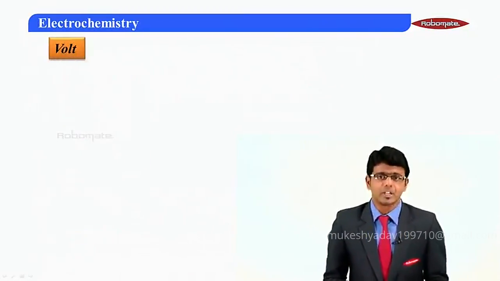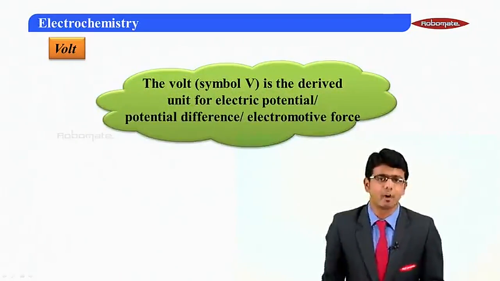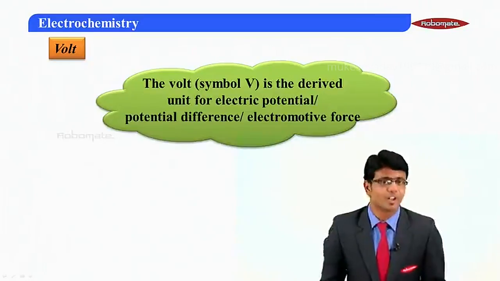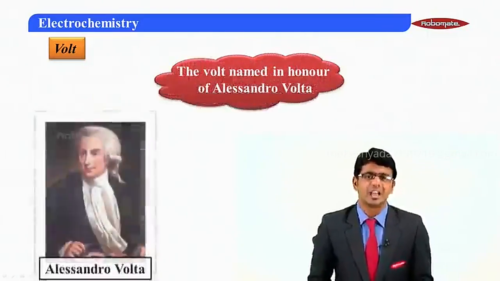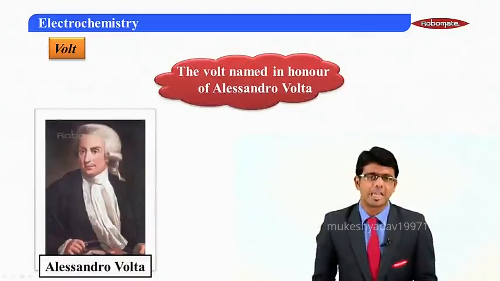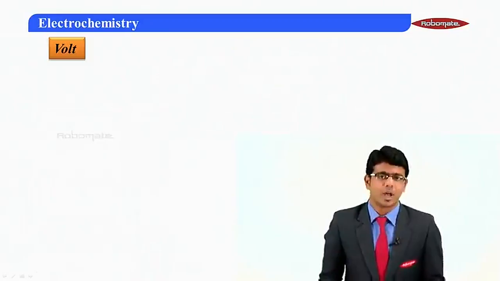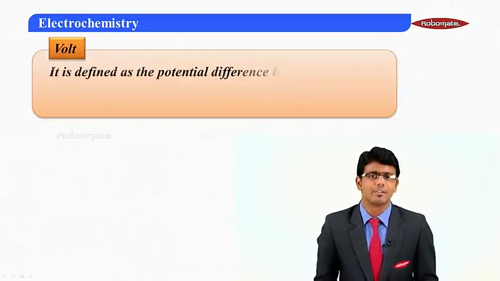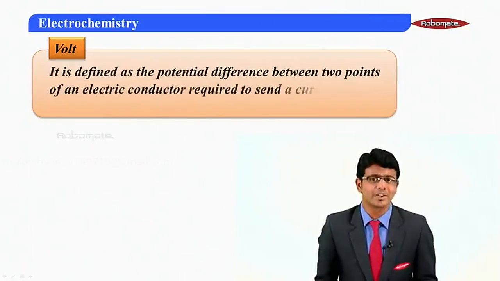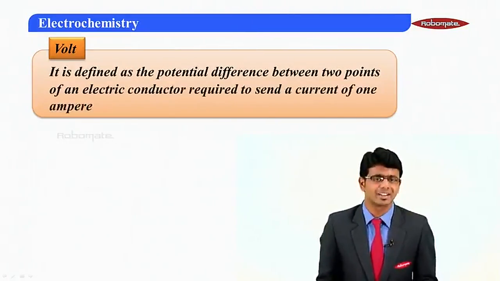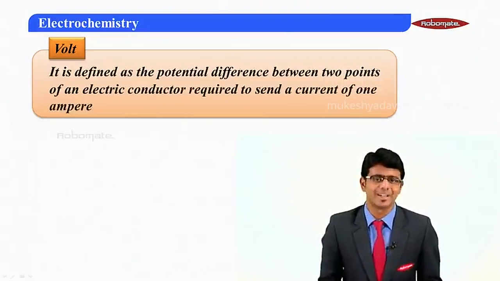Going ahead with another unit, the volt. The volt is the derived unit for electrical potential, potential difference or electromotive force, and it is named after the scientist Alessandro Volta. We can define it as the potential difference between 2 points of an electric conductor which is required to send a current of 1 ampere.